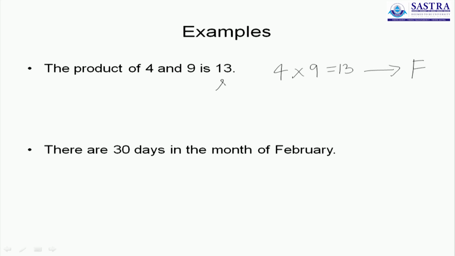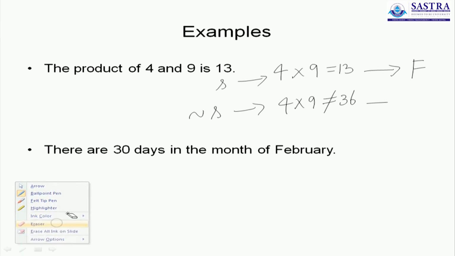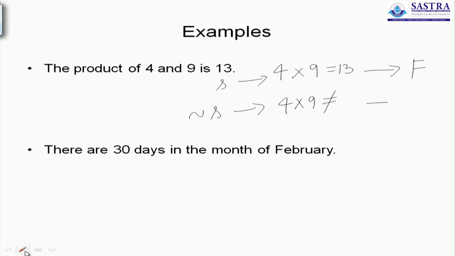So if this is S, the statement S, and the negated S should read as 4 times 9 is not 36. Sorry. 4 times 9 is not 13, and we know that it's true because 4 and 9 actually give us 36 when we multiply it. The last one, again, this is something which you've already seen.